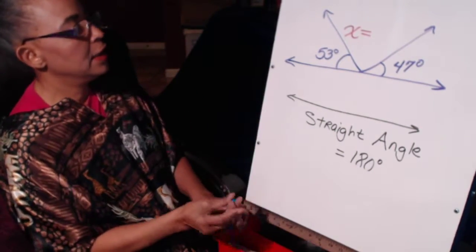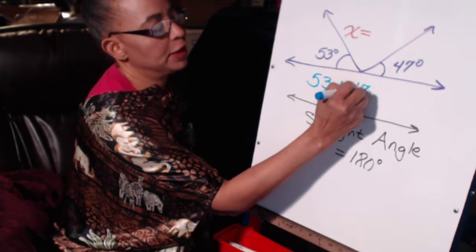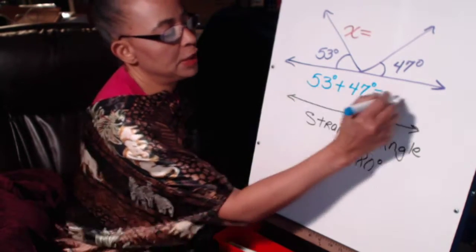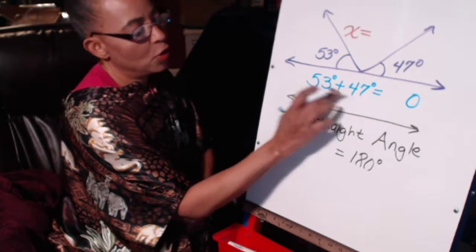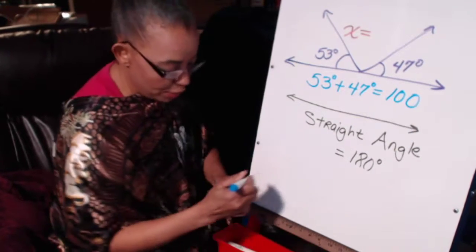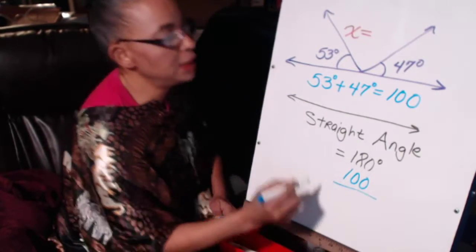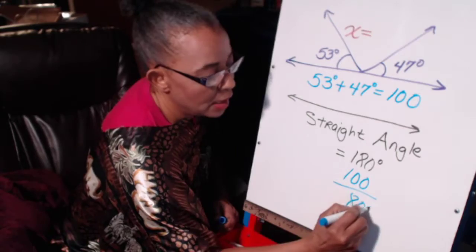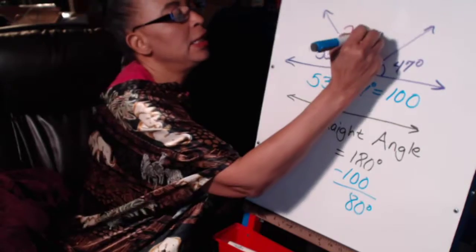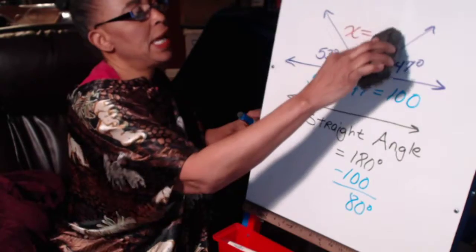We would take the 53 degrees and add that to the 47 degrees. 7 and 3 is 10. 4 and 5 is 9, plus 1 is 10. So now we know that those two angles are 100 degrees. So once I subtract the 100 from 180, x is not 180, x is simply 80 degrees.